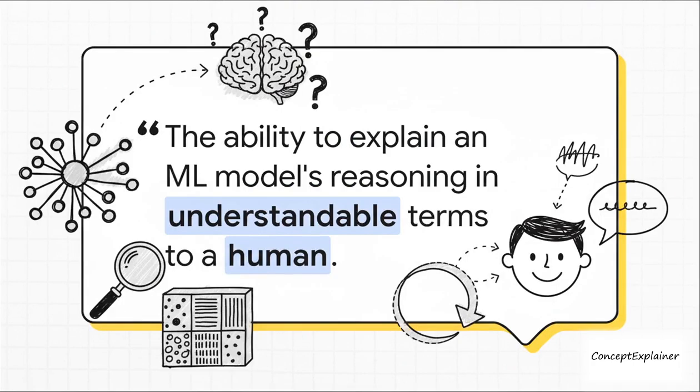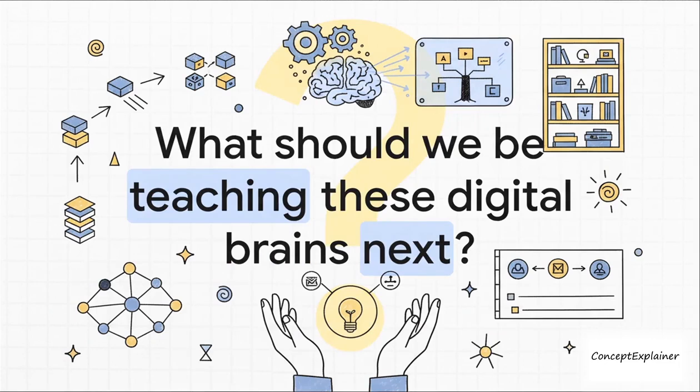But as these digital brains get more and more complicated, a whole new challenge pops up: interpretability. See, it's not always enough for a model to just give us the right answer. We're getting to a point where we need to know why. We need the ability to peek inside and have the model explain its reasoning in a way that we as humans can actually understand. And really, that brings us to the biggest question of all.